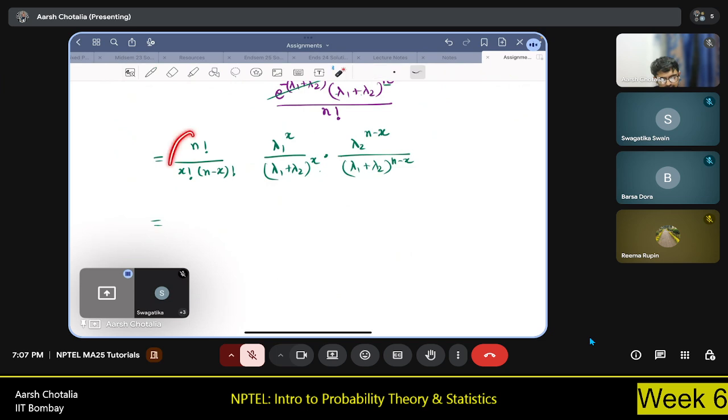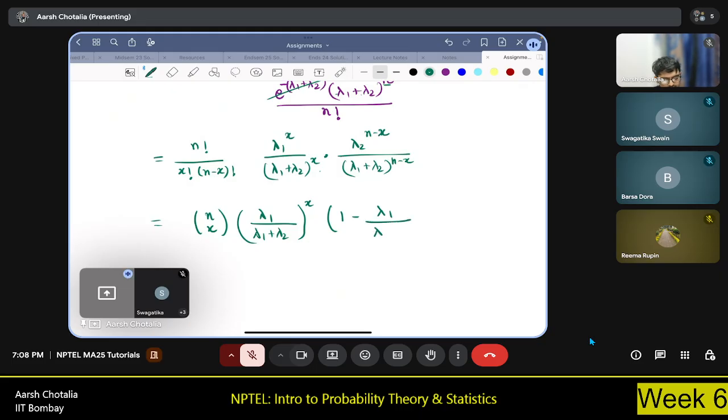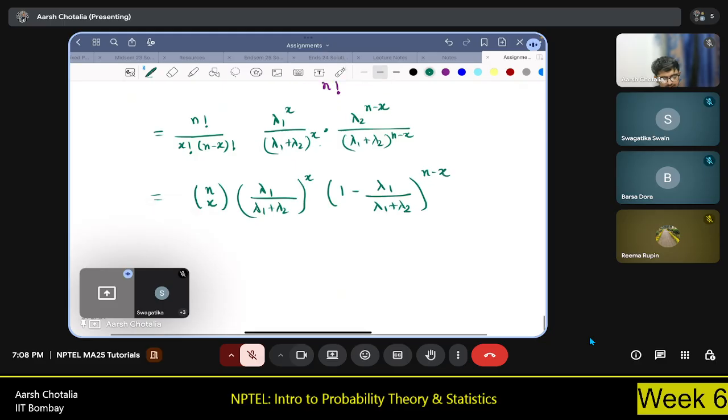This we immediately recognize, right? Our good old friend nCx. This is lambda 1 by lambda 1 plus lambda 2 raised to x. And this is lambda 2, or I can write 1 minus lambda 1 by lambda 1 plus lambda 2, raised to n minus x. Okay, which is nothing but binomial with parameter n and lambda 1 by lambda 1 plus lambda 2.